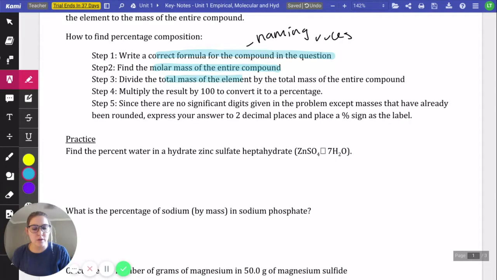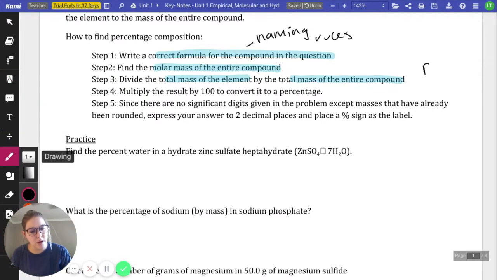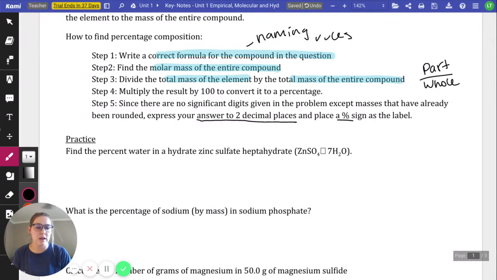Then you'll divide the total mass of the element by the total mass of the entire compound. I always think of this and remember part over whole. So anytime we're doing part over whole, if we're trying to get a percent, multiply by 100. And then this, guys, there's no significant digits except for the masses. They've already been rounded. So just express your answer to 2 decimal places. Make sure to always include a percent sign.